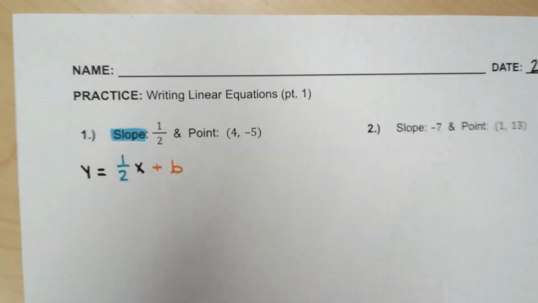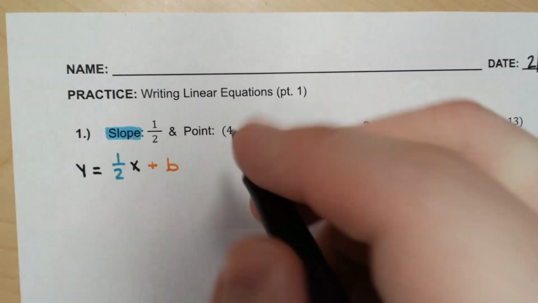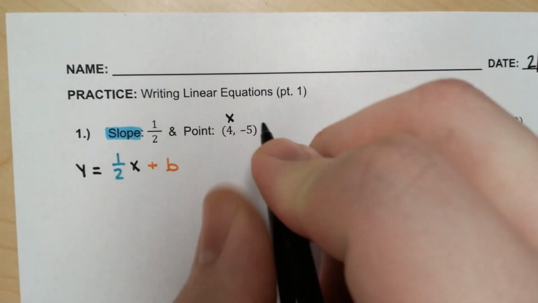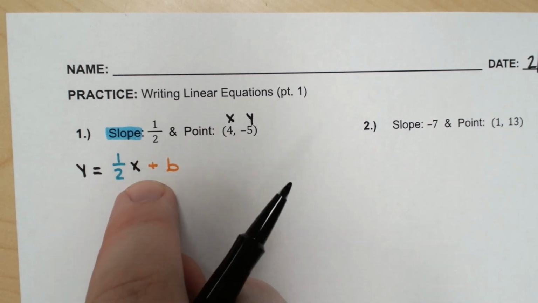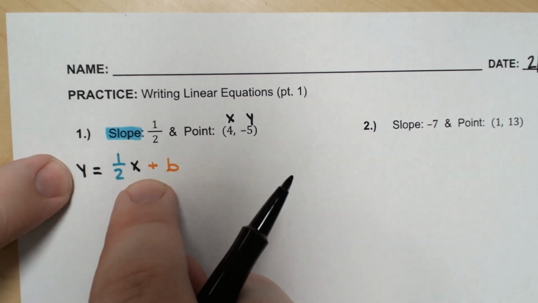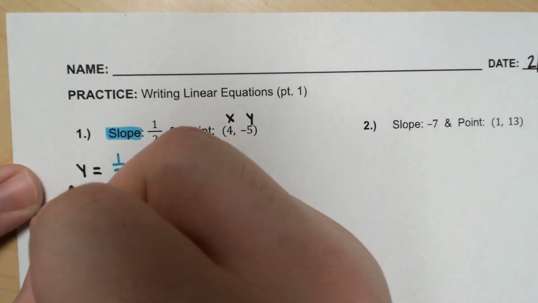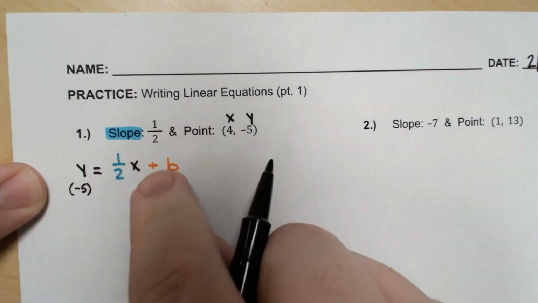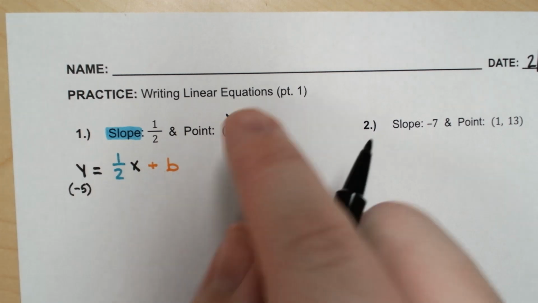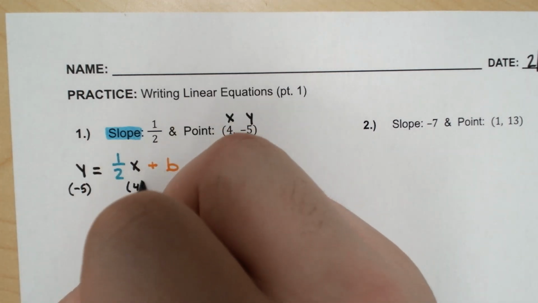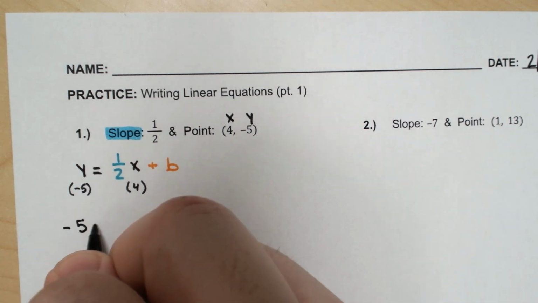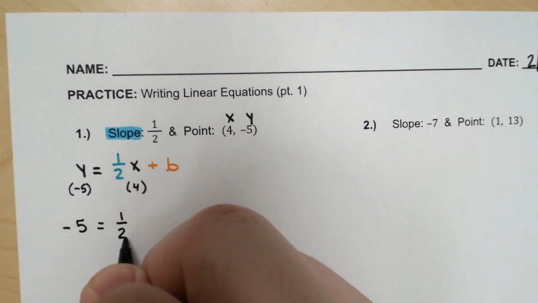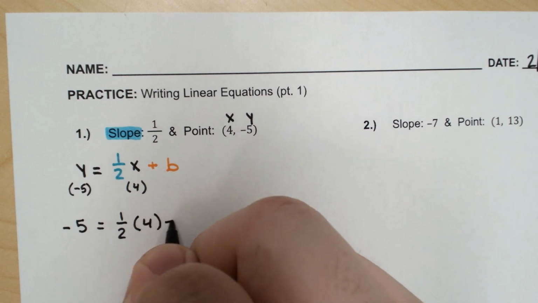Well, now that I've got this ordered pair, (4, -5), 4 is an x-coordinate, and -5 is a y-coordinate. I can plug those in for the y and for the x up here. So, this y, I'm going to replace it with a -5. And this x, I'm going to replace it with a 4. And then rewrite this as -5 equals 1/2 times 4 plus b.